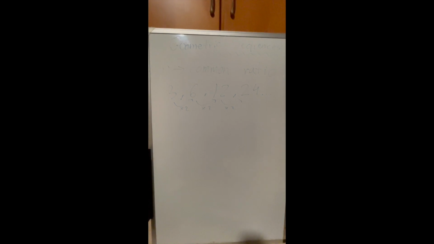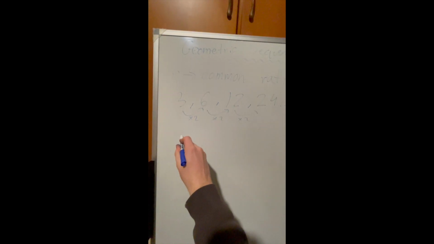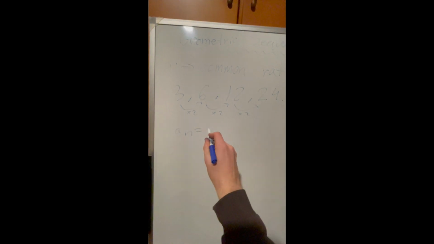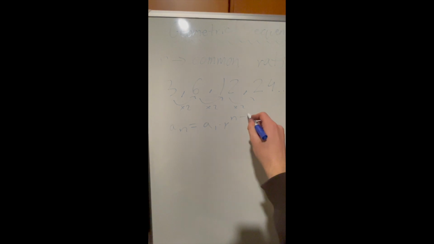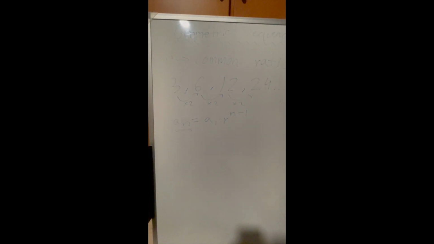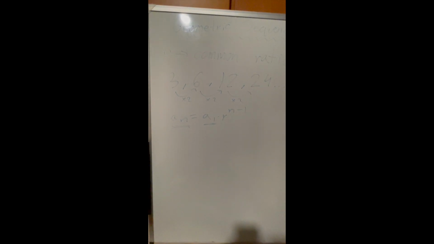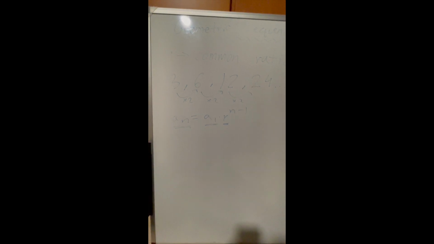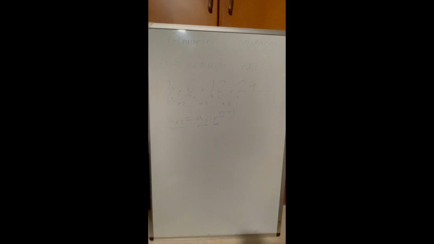So, let's present our formula. We also have a formula for geometric sequences, a general term, and this is A_n is equal to A_1 times R to the power of n minus 1, where A_n is your nth term, A_1 is your first term, so in this case 3, R is your common ratio, and n is the position in the sequence.